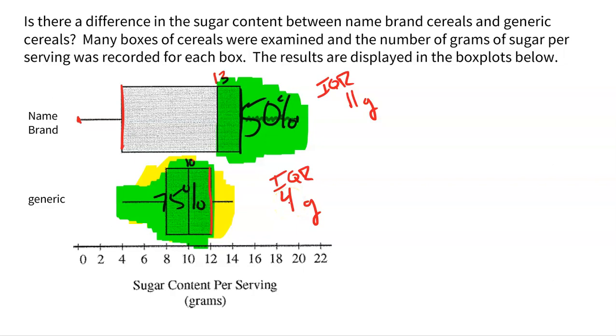So these are some questions that you may see on the AP test where they're talking about comparing two box plots, looking at percentages, and all you have to know is that every chunk represents 25%, and you can actually compare them. So again, comparing them, name brand way more spread out, generic less spread, and the name brand also typically has a higher amount of sugar.